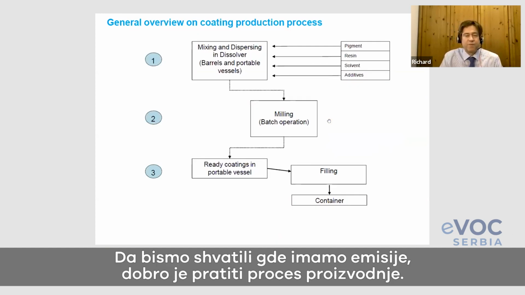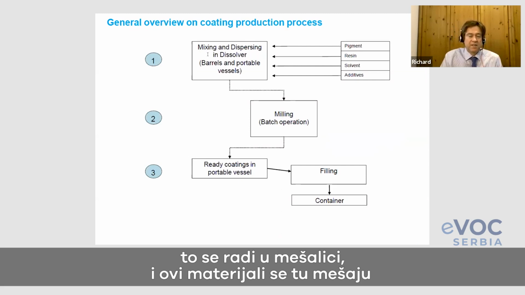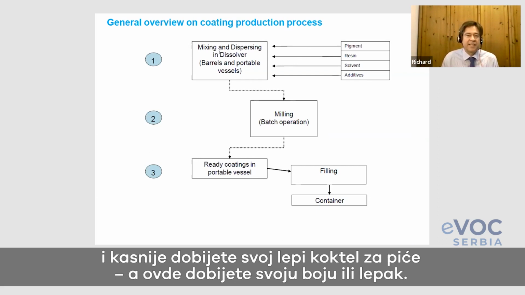To understand where we have the emissions, it's good if we follow the production process. So again, we have generally in focus the mixing and dispersion. That is done in what's called the dissolver. It's just a mixer. And those materials finally are mixed together here. So it's the same as if you would do a cocktail. You have different ingredients and you mix them together in your dissolver, that's a mixer, and later on you get your nice cocktail for drinking. Here you produce your paint or your glue or ink, what else.